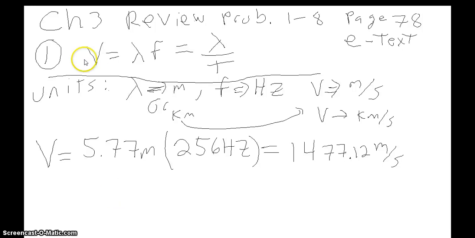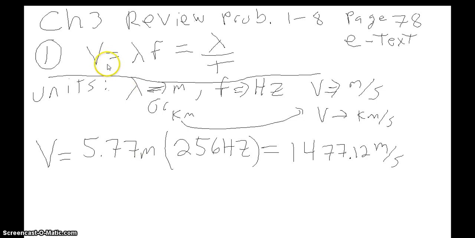We're going to begin our review of Chapter 3 problems. You can find these in the e-text starting on page 78. All right, so let me read the first one. It says, a sound wave moving through the water has a frequency of 256 hertz, and a wavelength of 5.77 meters.